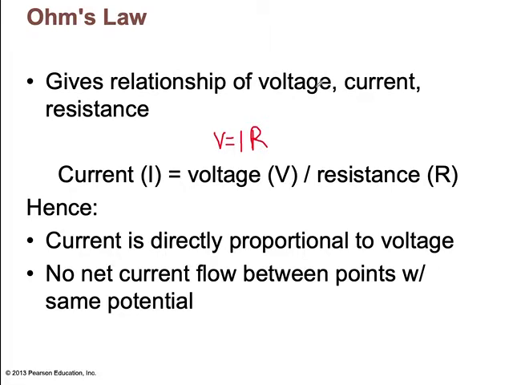Okay. So current is directly proportional to voltage. No net current flow between points with the same potential is possible. Okay, because as the equation down here states, right, I is just rewriting that same equation above, is equal to V over R.